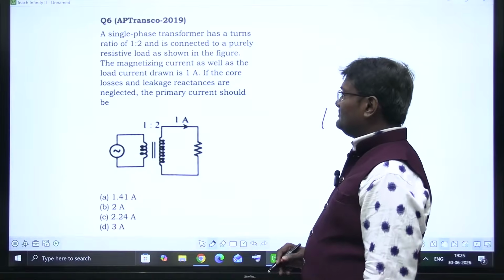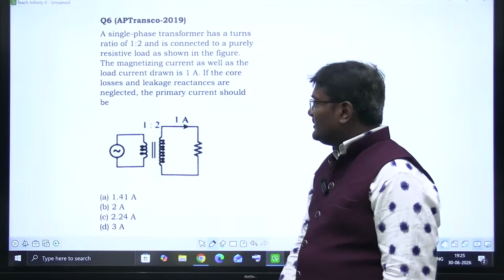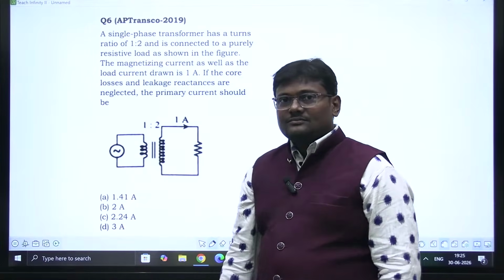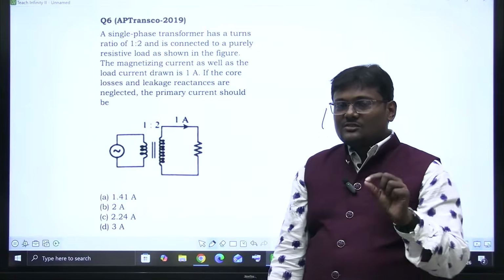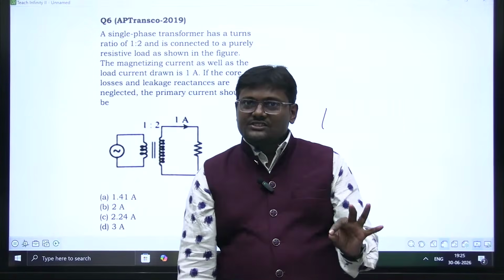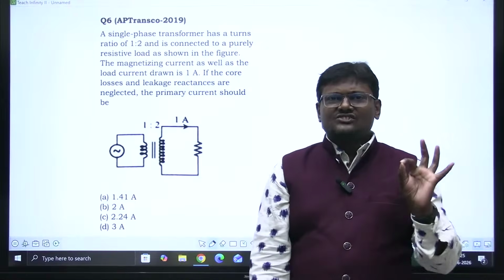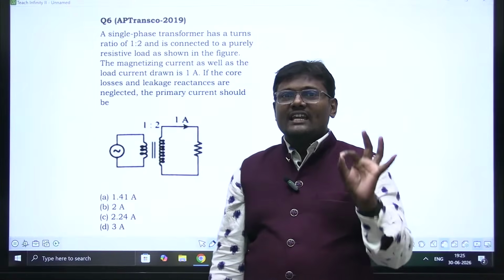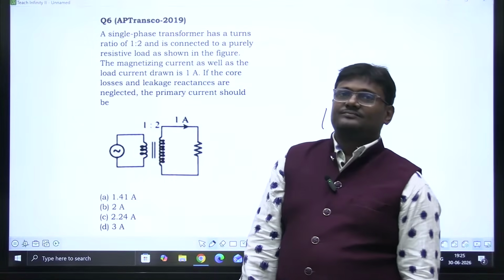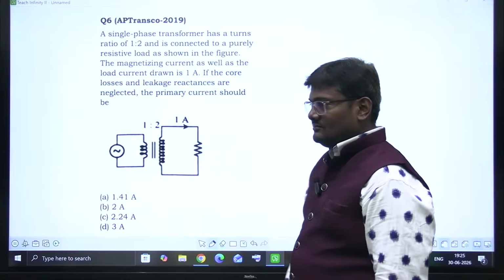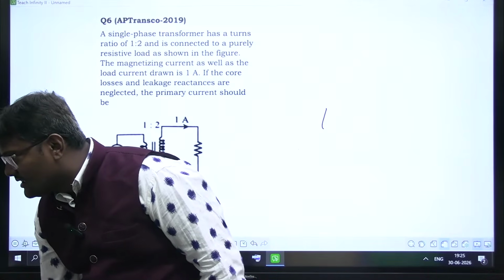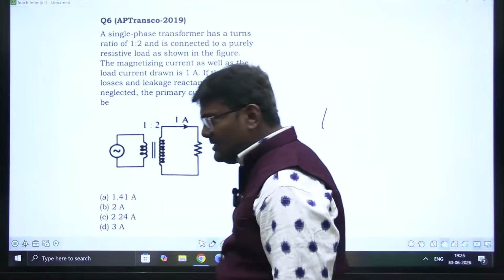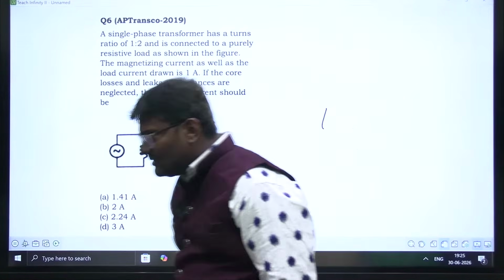It is giving the secondary current and turns ratio. Always you should remember, turns ratio is different, transformation ratio is different. Turns ratio is N1 by N2. Transformation ratio is N2 by N1. Yes, sir. Fifth question B is correct.